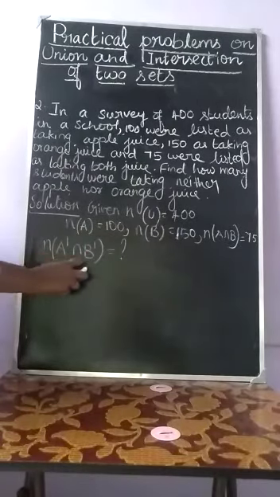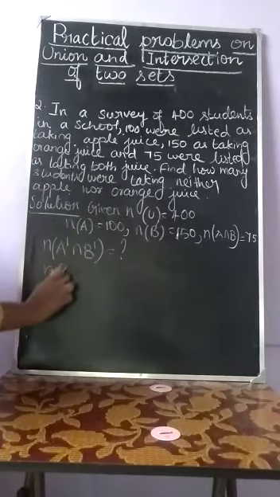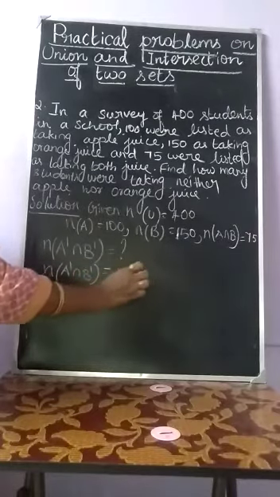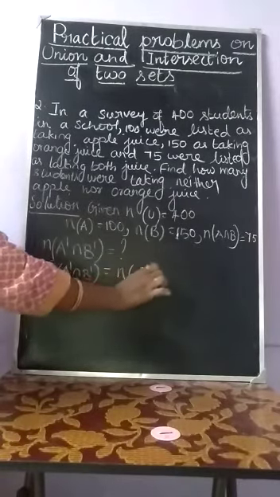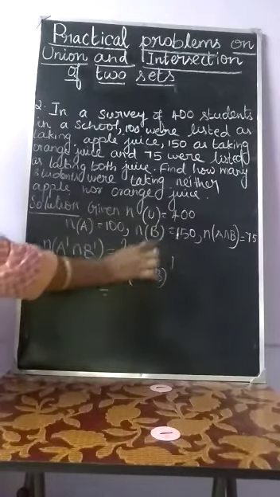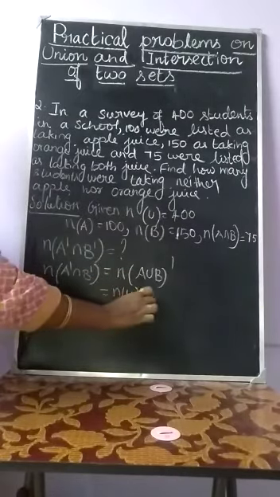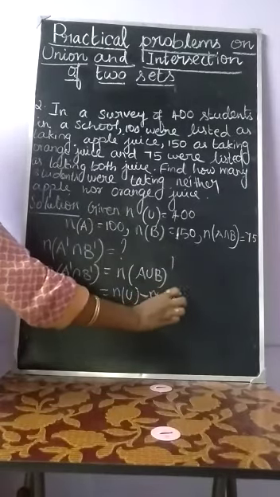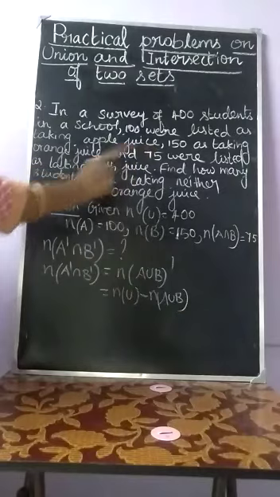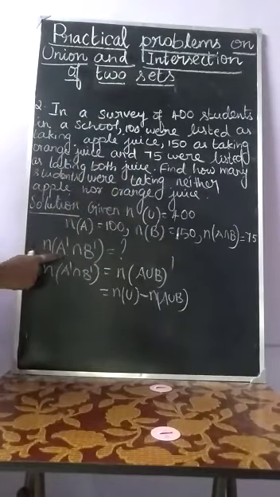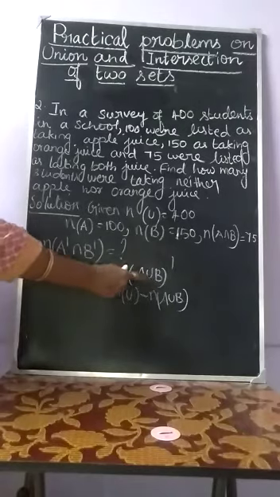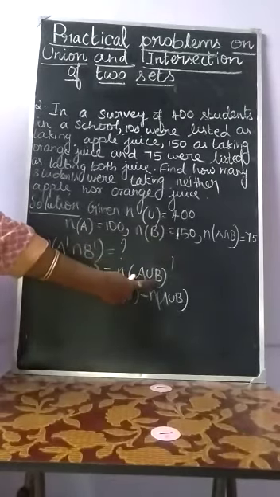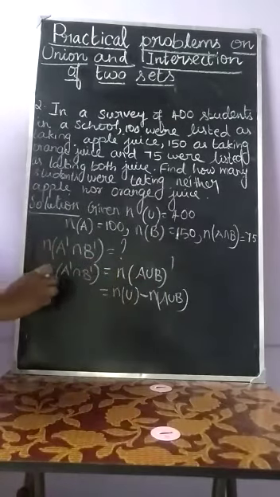How can we write n of A dash intersection B dash? Directly, n of A dash intersection B dash is equal to n of (A union B) the whole dash. How can we write n of (A union B) the whole dash? n of U minus n of A union B. Neither apple nor orange juice means n of A dash intersection B dash. This only we have to calculate.